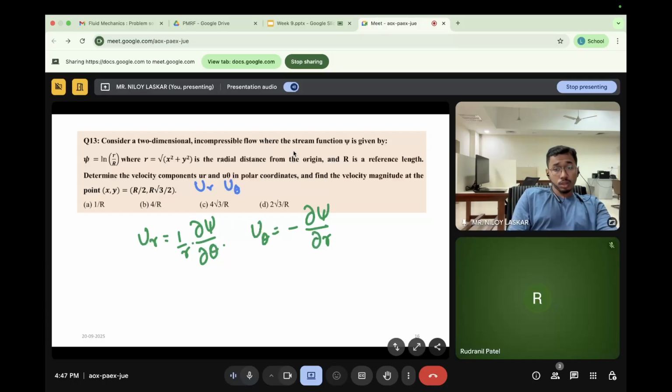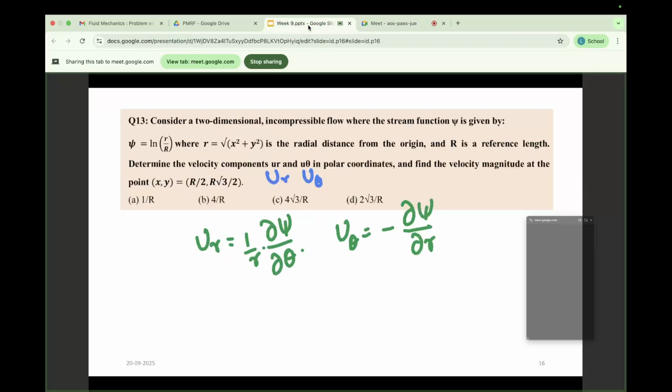You solve this one. So you are saying option A. Okay, let us check the solution.